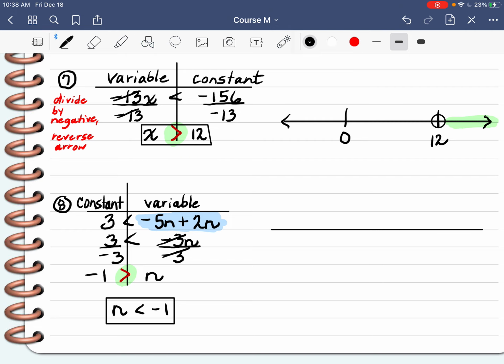So we have zero, and so negative 1 would be about there. I'm going to draw my interval. It is open, and then we are going below that interval. So n is less than negative 1. That one's tricky. All that flipping around is tricky. You might want to watch that one twice.